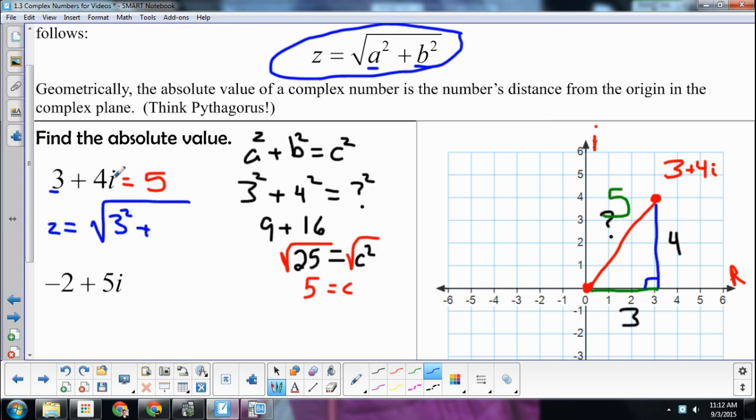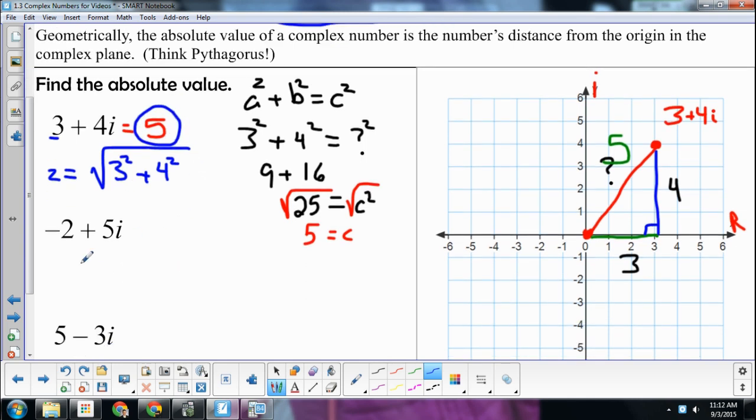Now, the i has nothing to do with this. We don't care about i. Don't worry about it. Just take the 4, just the number part, and square it. And once again, 3 squared is 9, 4 squared is 16. We've already got that. Add them, it's 25. Square root, it's going to be 5. Same answer, doing it either way.